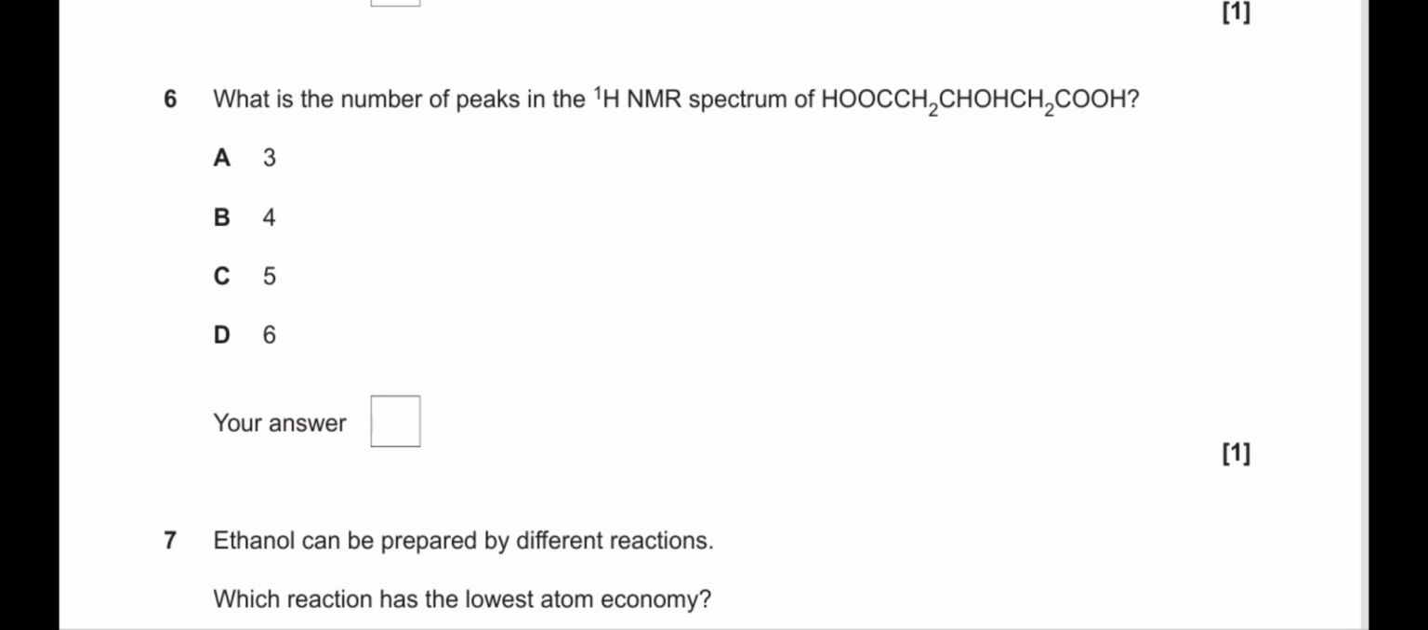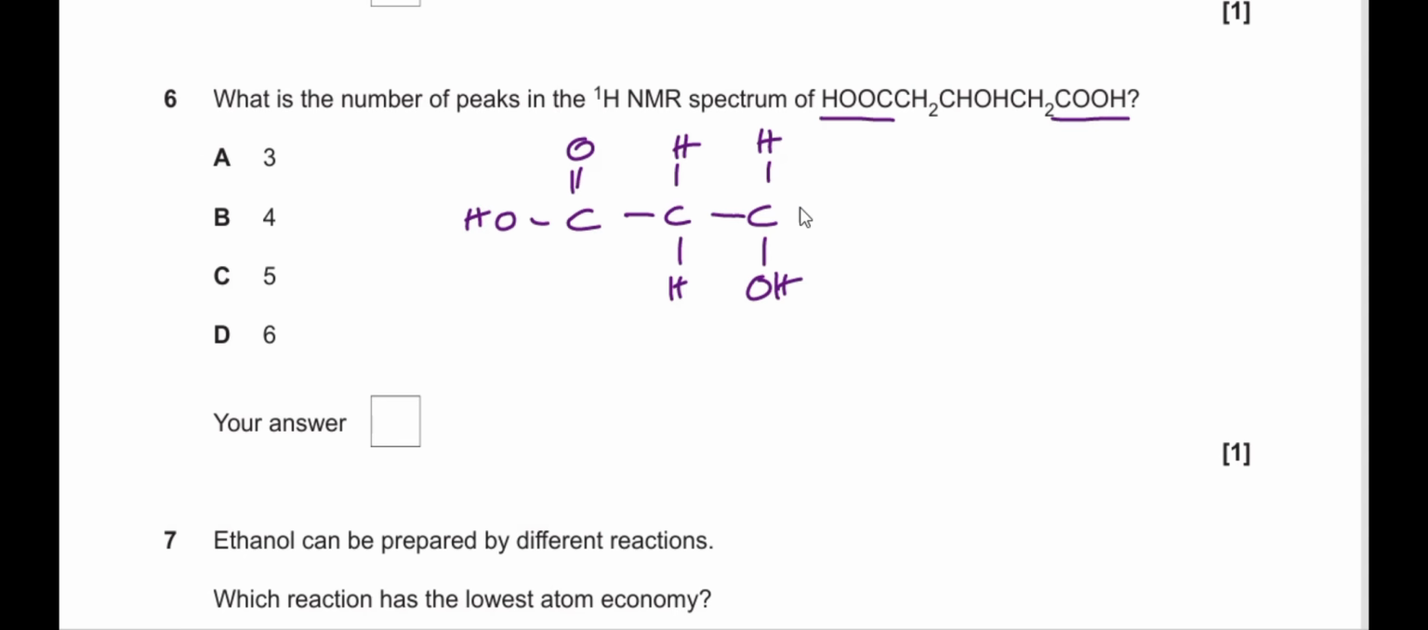Question 6. What is the number of peaks in the proton NMR spectrum of this compound? This is a dicarboxylic acid, and if we redraw the structure, we can easily identify the unique hydrogen environments. So let's draw it now. Carboxylic acid group there, CH2 here, CHOH here from this one, and then we have CH2 here, and then we have got this carboxylic acid group at this end also.